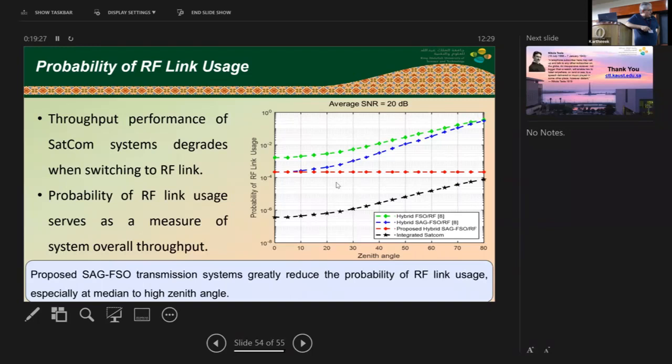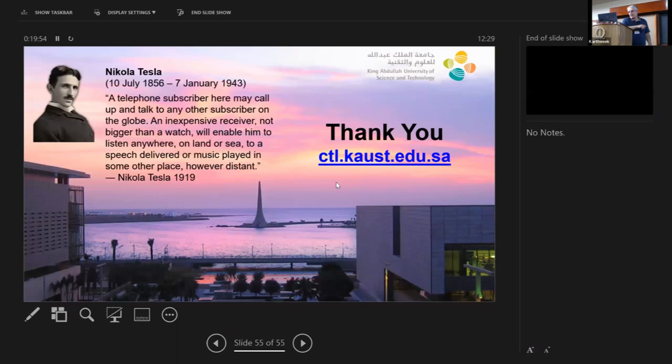With our original scheme, we have this red probability of RF link usage. With our ultimate scheme, we get this extra gain from lowering the probability of RF link usage. Again, we lose that gain as zenith angle increases, because when the zenith angle becomes huge, FSO becomes, to a certain extent, not very effective.